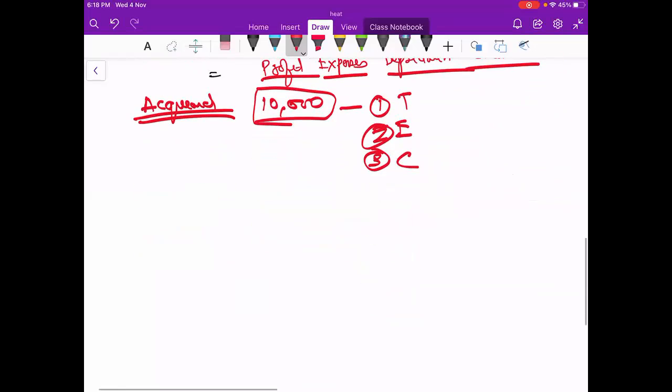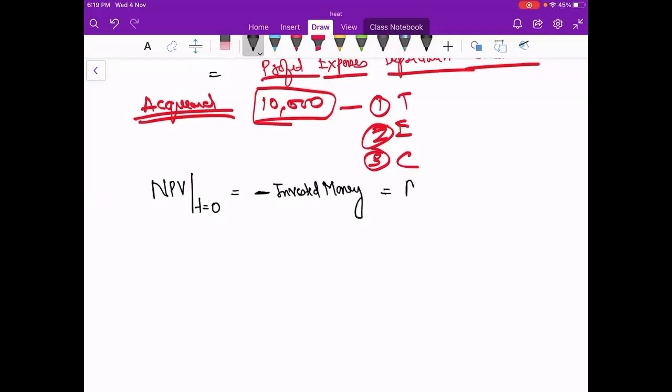So it means that when I have to calculate the NPV at time t equals 0, it will be the money I have invested, so it will always be negative. Then every year the ACF will come, so it will be ACF times ((1 plus i) to the power n minus 1) upon (i times (1 plus i) to the power n).